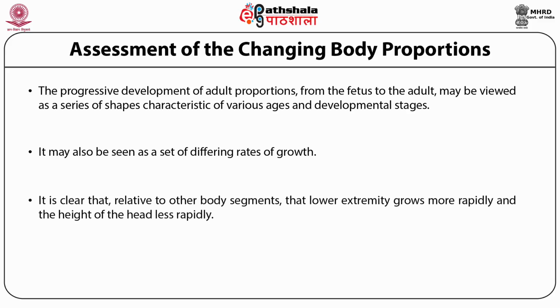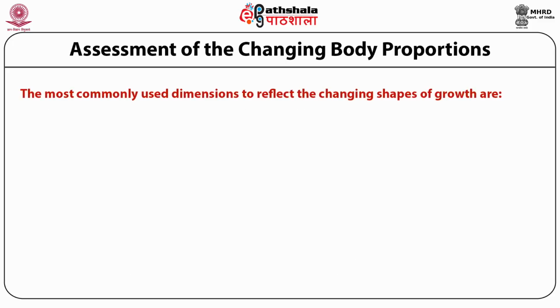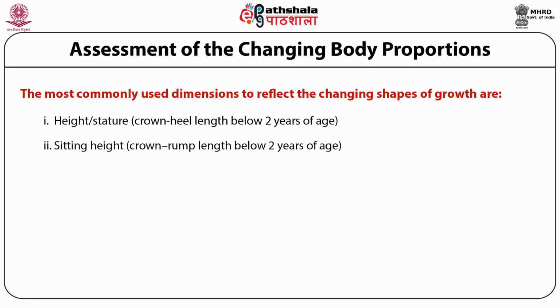It is clear that relative to other body segments, the lower extremity grows more rapidly and the height of the head less rapidly. The differences in growth rates are responsible for changing shapes and proportion. The most commonly used dimensions to reflect changing shapes are height or stature. This is crown heel length below 2 years of age. Sitting height, this is the crown rump length used below 2 years of age. Leg length, which is measured by height minus the sitting height.